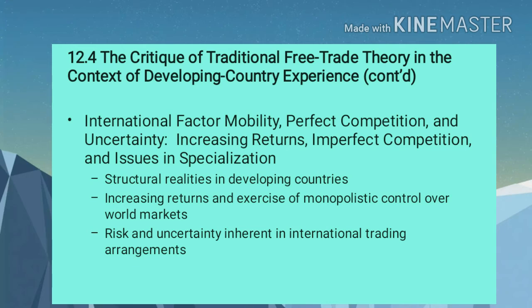And uncertainty, a situation in which neither the actual outcome nor even the precise probabilities of the various possible outcomes are known. Increasing returns, a disproportionate increase in output that results from a change in the scale of production. Imperfect competition. So, kabaligtaran ito ng perfect competition where the product they sell is different. Matatagpuan ito sa type of market structures such as monopolies, oligopolies, monopolistic competition, monopsonies, and oligopsonies.